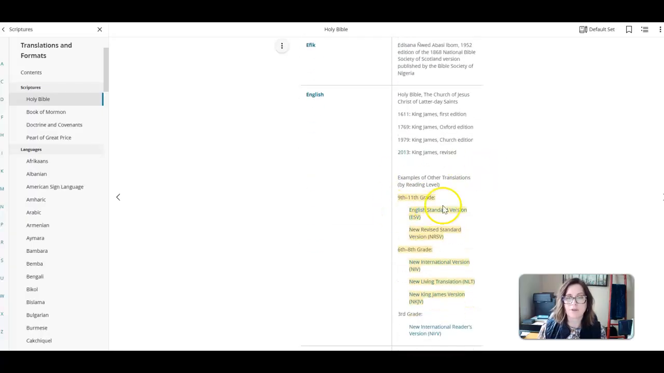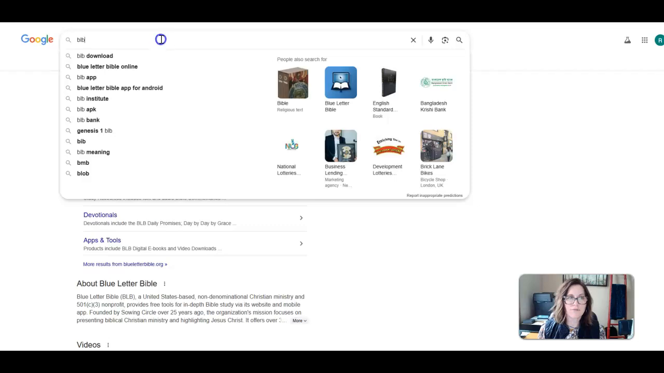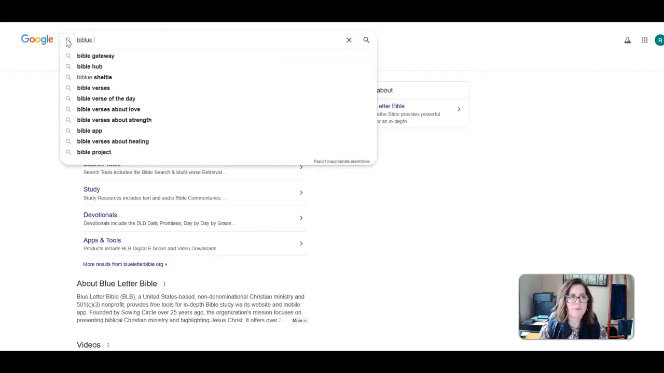I've highlighted a few here. For 9th to 11th grade, the English Standard Version or the New Revised Standard Version. For 6th to 8th grade reading level, New International Version, New Living Translation, and the New King James Version. So I'm going to show you how to use one of these to help you as you are specifically teaching a seminary classroom. I'm just going to go to here and look up Bible Hub.